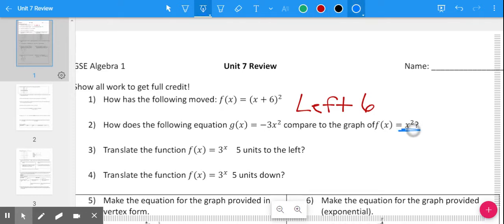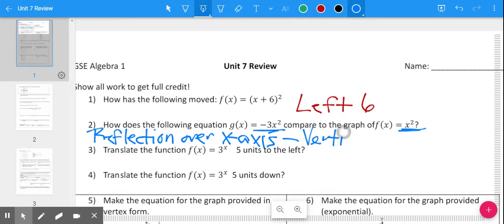The next one, we're comparing the parent function to this negative 3x squared. So the negative tells us it's a reflection over the x-axis. And the 3 indicates a vertical stretch with a scale factor 3.